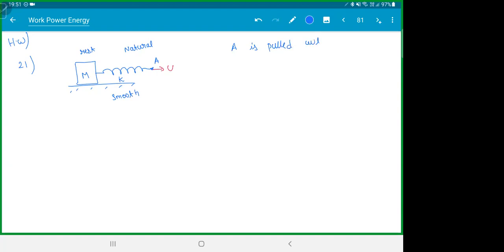This will be a good advanced paragraph question. A is pulled with constant speed U. So the first question, find maximum elongation of the spring. Second question, find maximum speed of the block during the entire process.